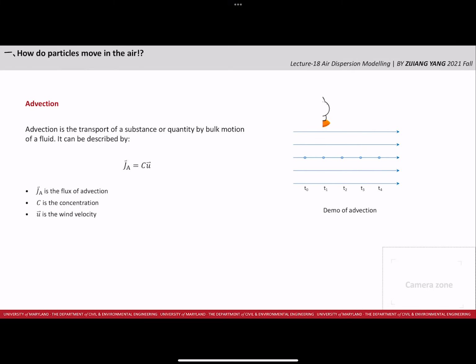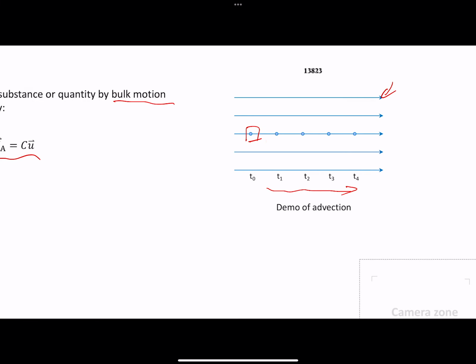So now we can get started. At first, I would like to talk about how particles move in the air. The first way of movement is called advection. Advection is the transport of a substance or quantity by bulk motion of a fluid, and it can be described by this equation. Basically, as time goes, the particle just moves along the direction of the fluid.